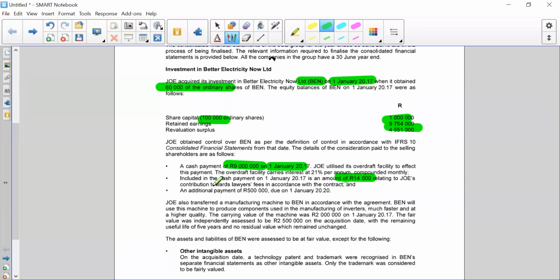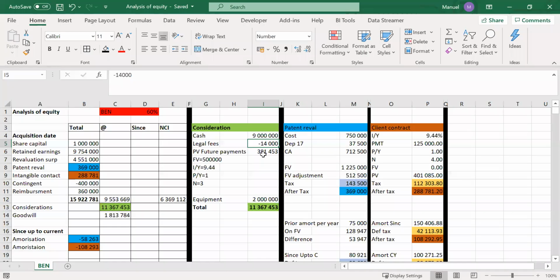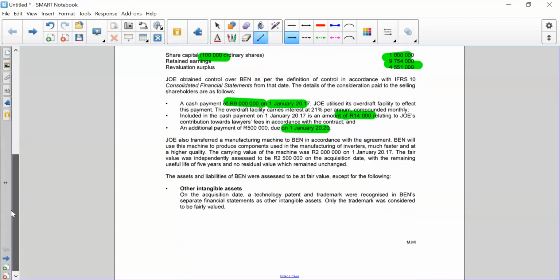And then we made an additional payment that was due on 1 January 2020. Our acquisition date is 1 Jan 2017, so we have to make a payment on 1 Jan 2020, which is effectively 3 years. Because it's in the future, there's a time value of money to that, so we calculate the present value of that. We said 500,000 in 3 years' time, using an interest rate of 9.44%, which gives you a present value of 381,453. So all of that is given to us.